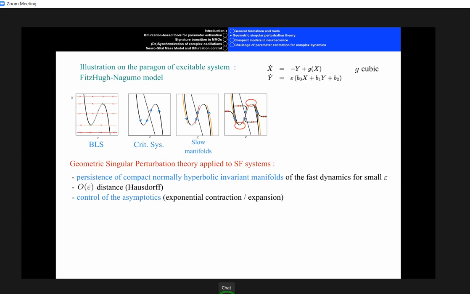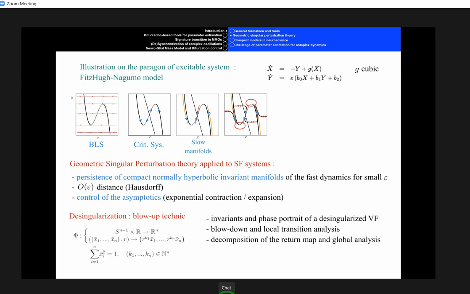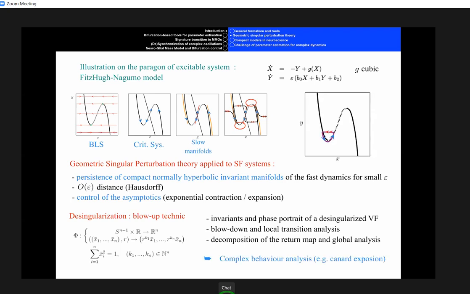To understand what is happening to the flow near the critical manifold, we use a desingularization technique named the blow-up technique, which allows us to understand the invariants and the phase portrait of the desingularized vector field. We blow down and do some local transition analysis, and we are able to decompose the return map and make the whole global analysis. I won't say more about the underlying methods of analyzing slow-fast systems.